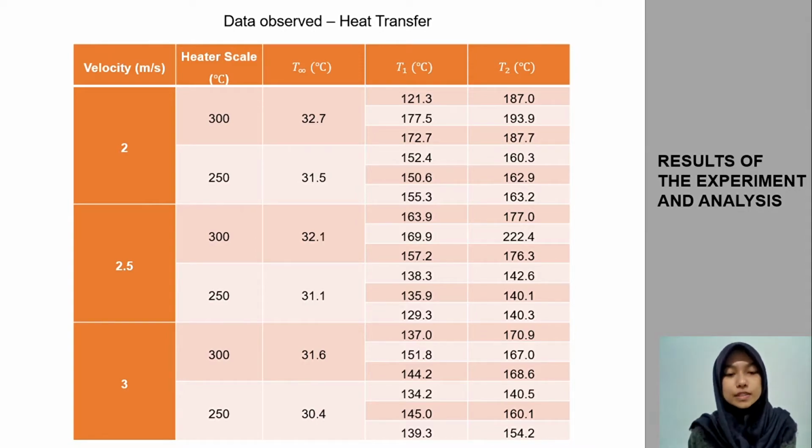The second comparison is when the velocity is changed. For example, when velocity is increased to 3 meter per second, the temperature one heated by 300 degrees Celsius of heater scale shows 137 degrees Celsius. From here we can know that when the velocity increases, the Reynolds number will increase too, and when the Reynolds number increases, the Nusselt number will also increase. Thus, the convection coefficient will be bigger.